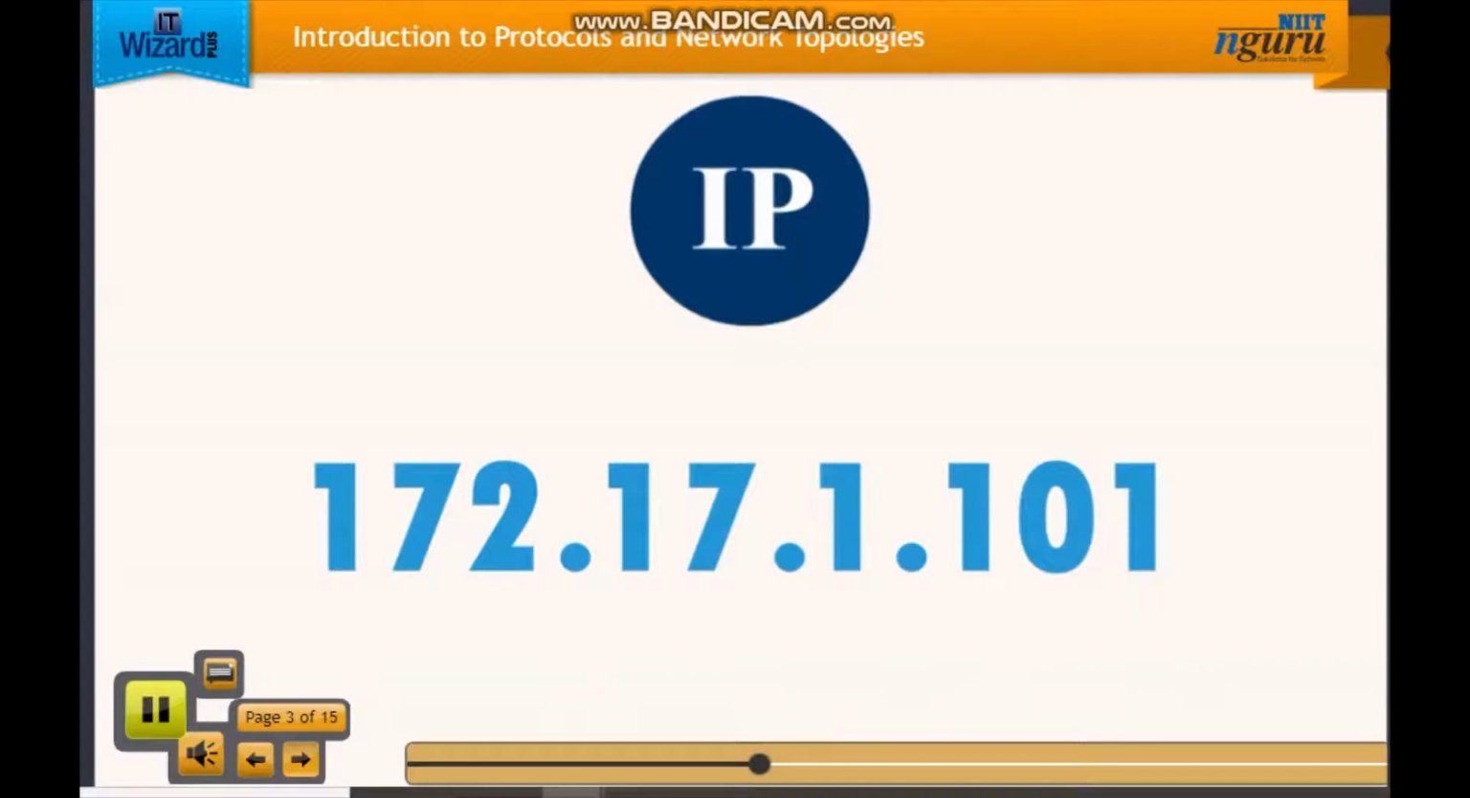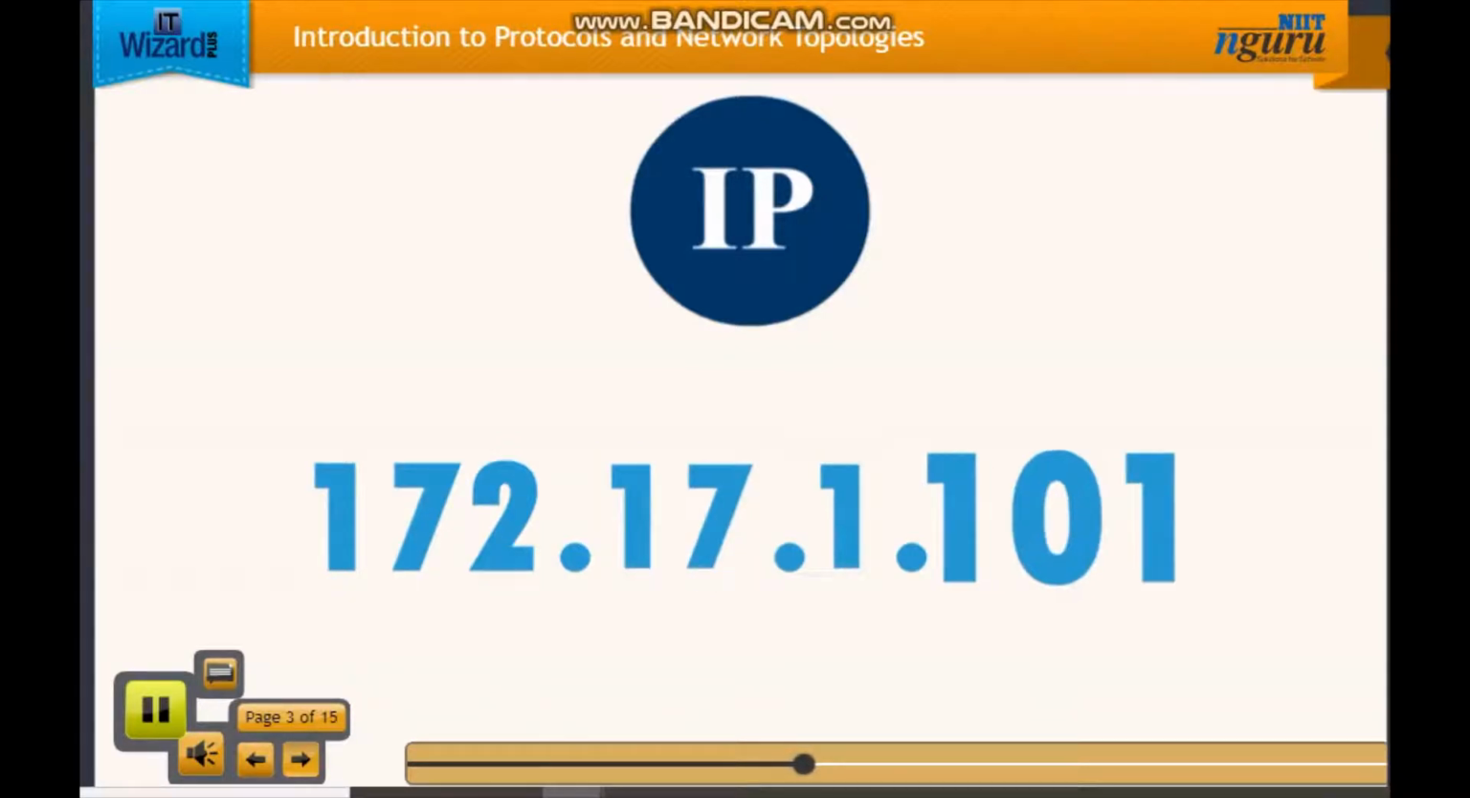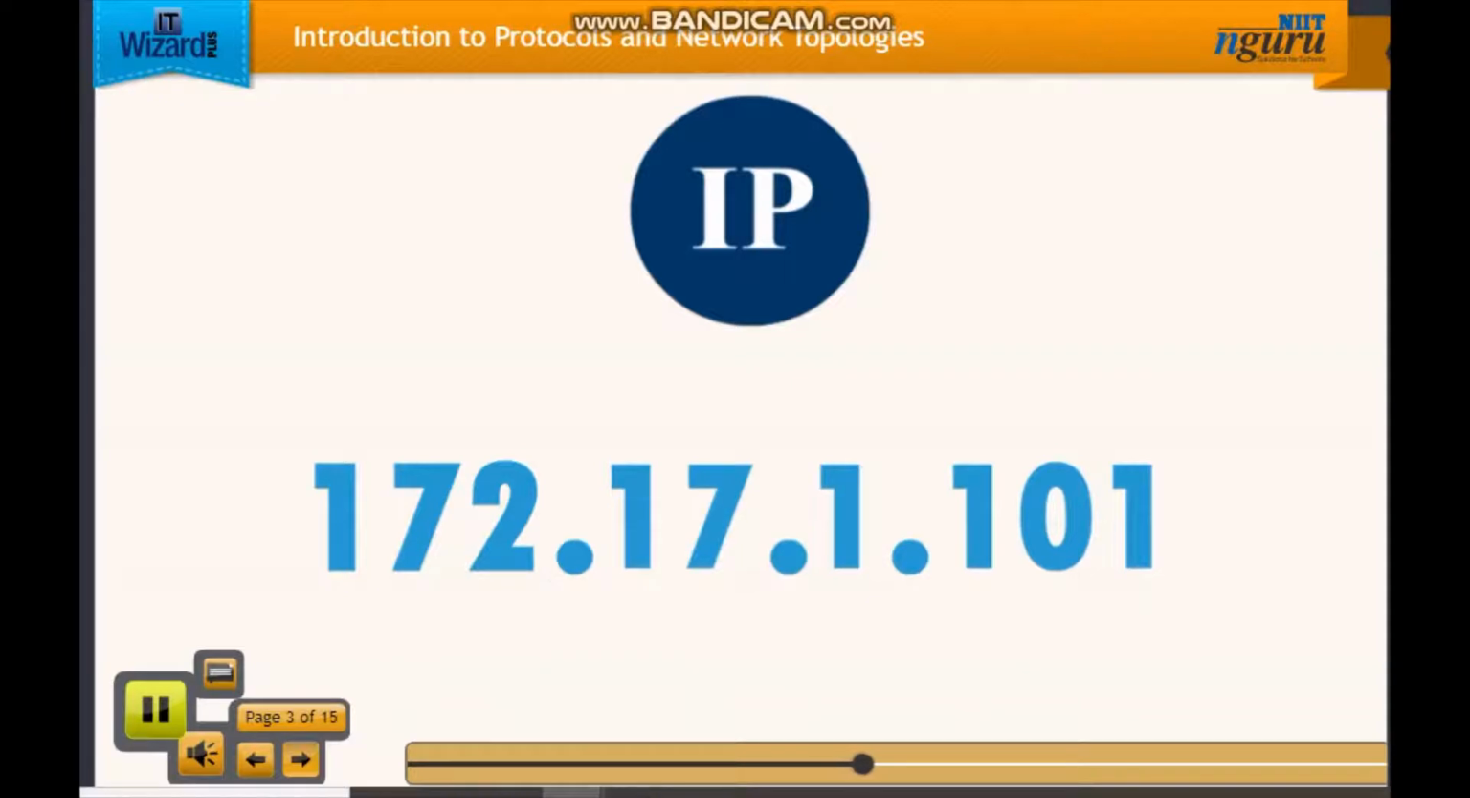An IPv4 address, for example, 172.17.1.101 consists of 4 numbers, each of which contains 1 to 3 digits with a single dot separating each number or set of digits. If a computer has an IP address as 172.17.1.101, no other computer on the network can have the same IP address.